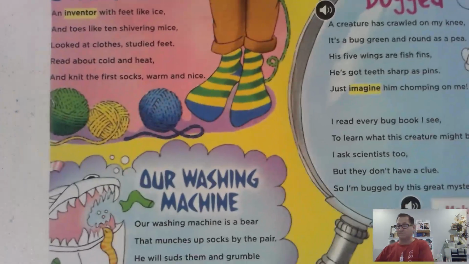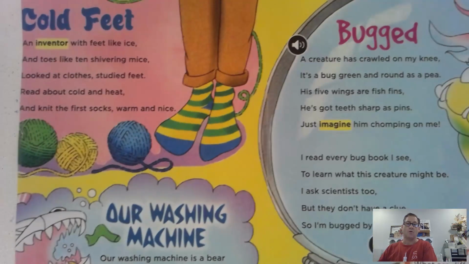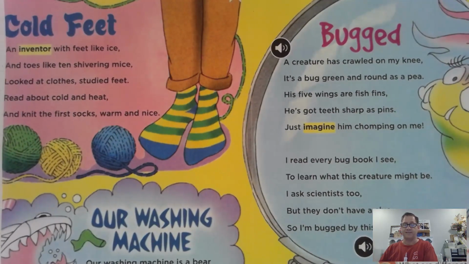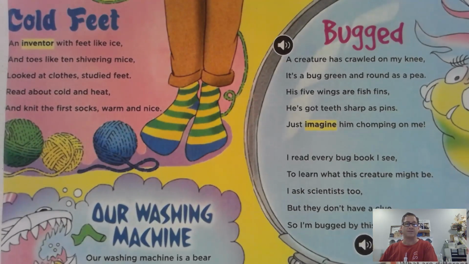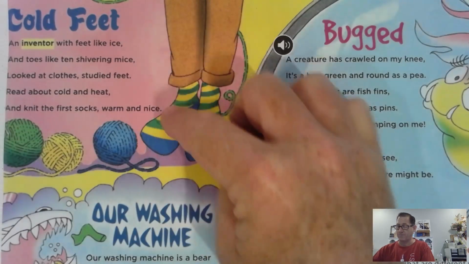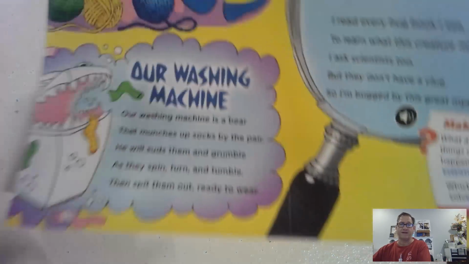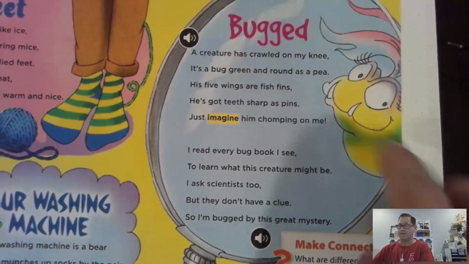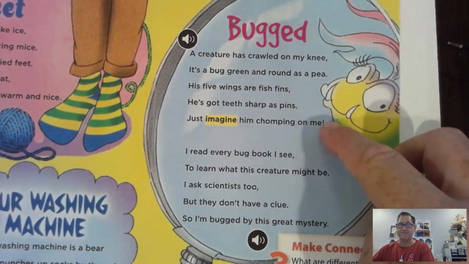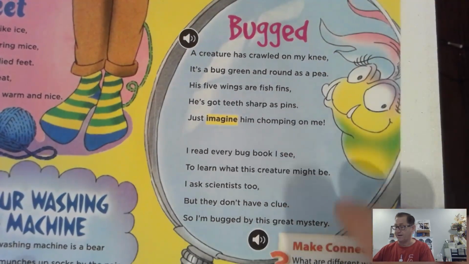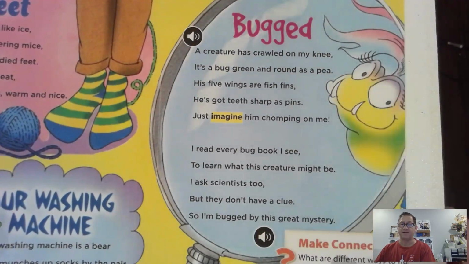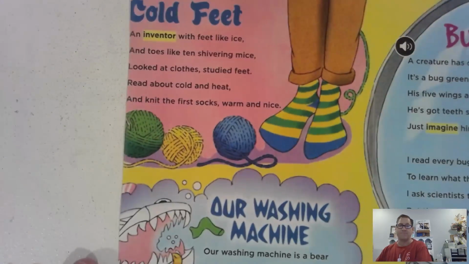So, the following examples are all limericks, and we'll notice that they're 1, 2, 3, 4, 5 lines. 1, 2, 3, 4, 5. This one has 2 sets of 5 lines, but they all follow the same pattern.